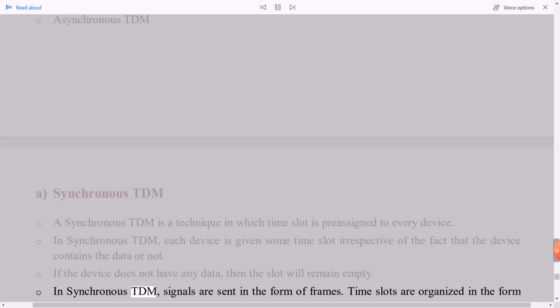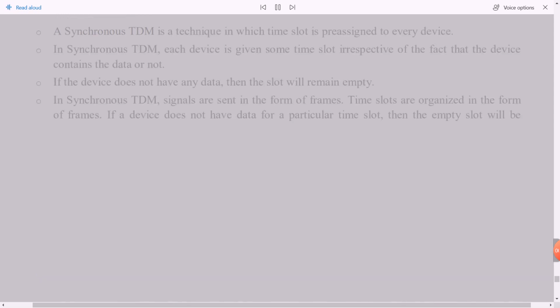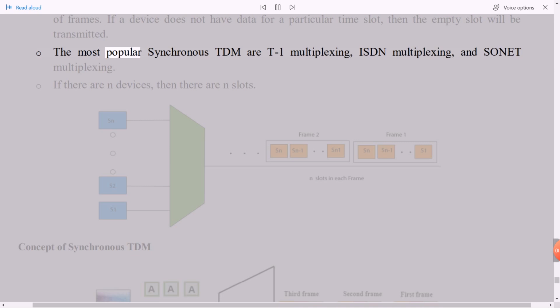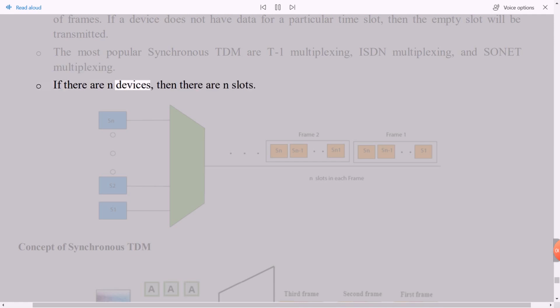In synchronous TDM, signals are sent in the form of frames. Time slots are organized in the form of frames. If a device does not have data for a particular time slot, then the empty slot will be transmitted. The most popular synchronous TDM are T1 multiplexing, ISDN multiplexing, and SONET multiplexing. If there are n devices, then there are n slots.